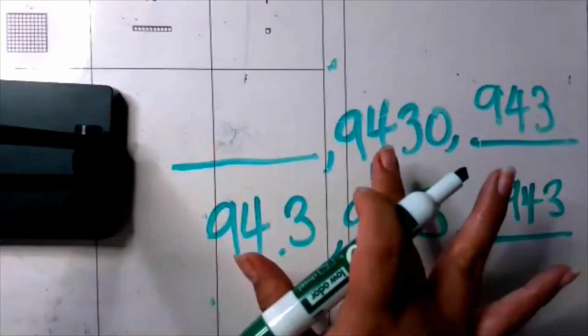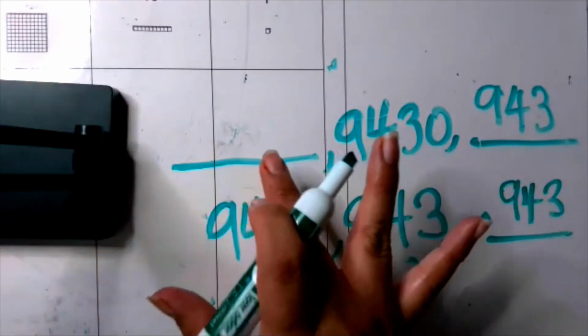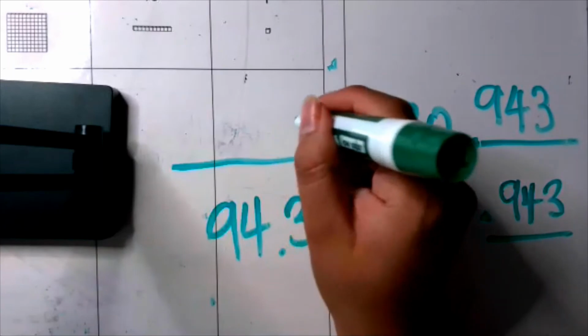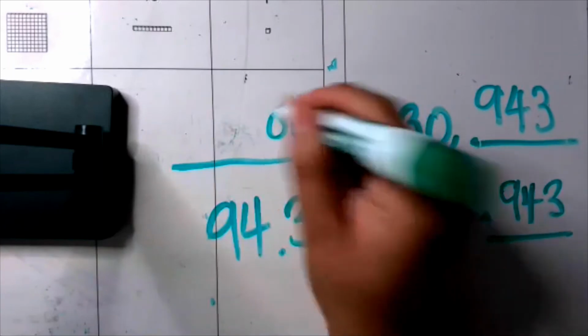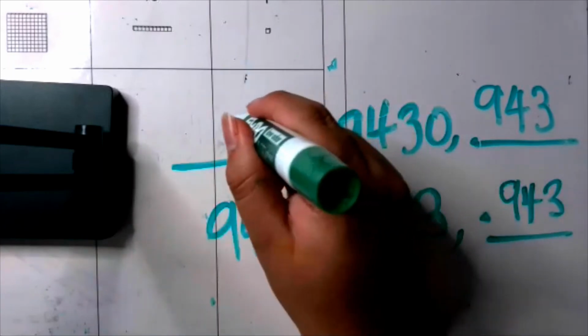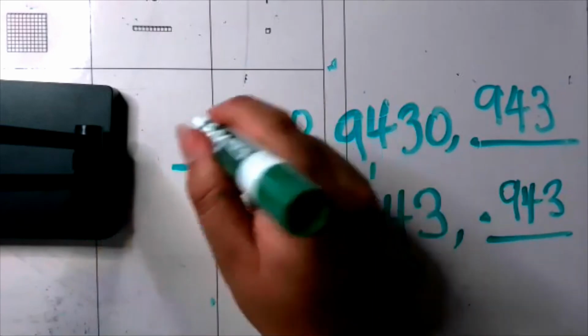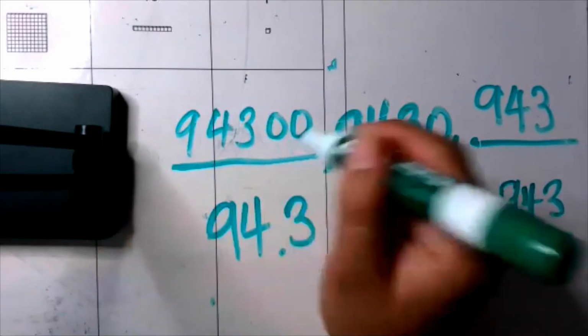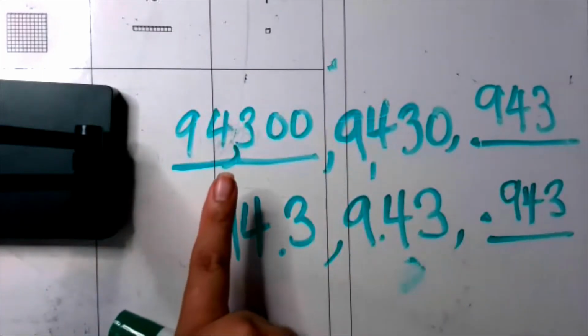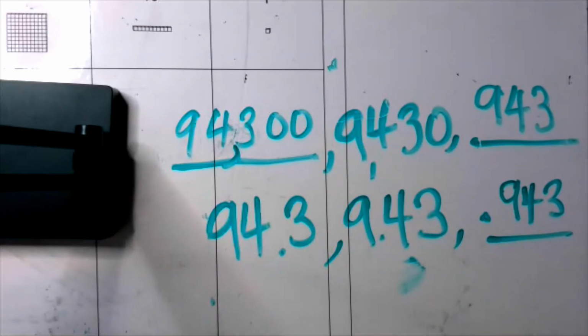And 9,430, if I go this way, I can start off with the zeros because I'm honestly adding another 0. 3, 4, 9, and make sure you add the commas as well. So this would be 94,300.